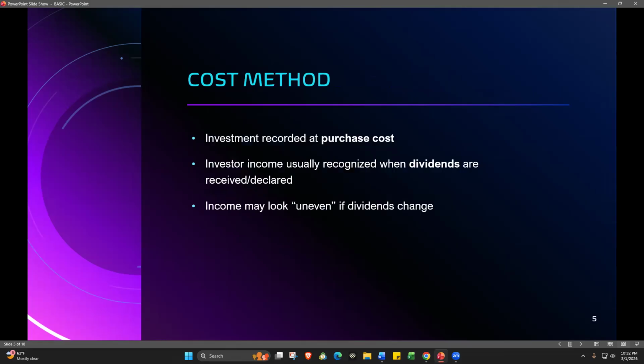Under the cost method, the investment is recorded at what the investor paid, and after that, the investor usually recognizes income only when the dividends are received. So if the investee performs well but doesn't pay dividends, the investor may show little or no income from that investment during that year. This can make the investor's income look uneven or less connected to the investee's actual performance.